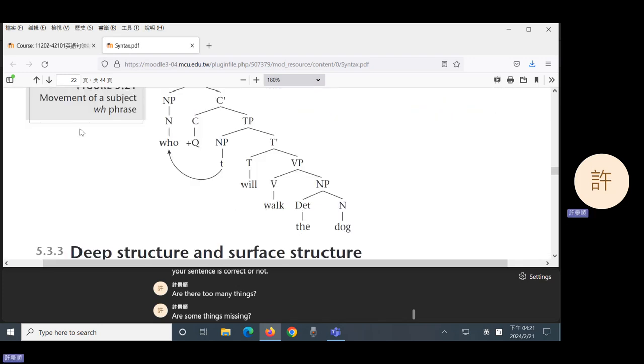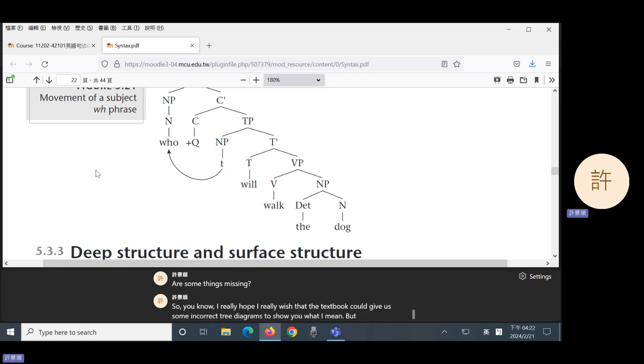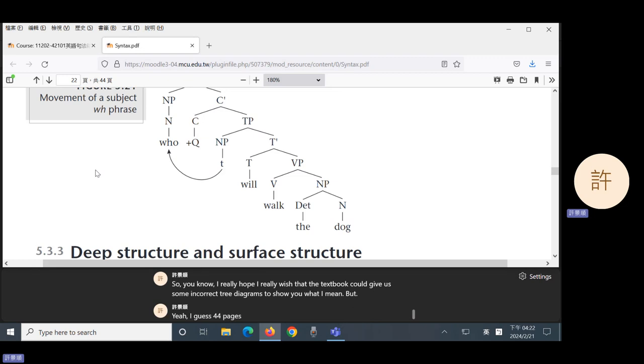So, you know, I really wish that the textbook could give us some incorrect tree diagrams to show you what I mean. But I guess 44 pages are not enough for that.